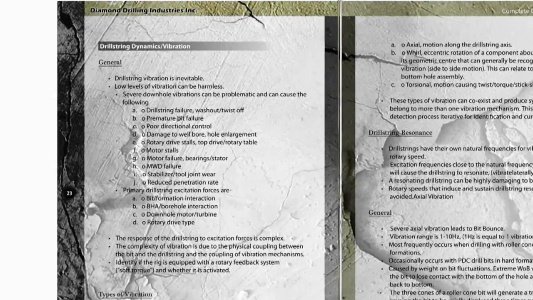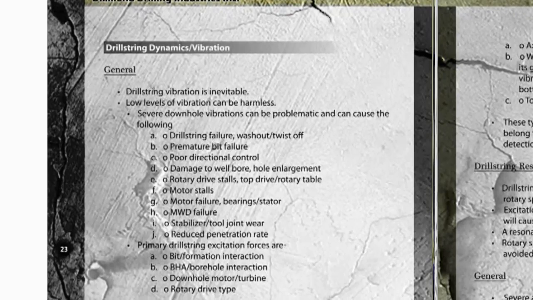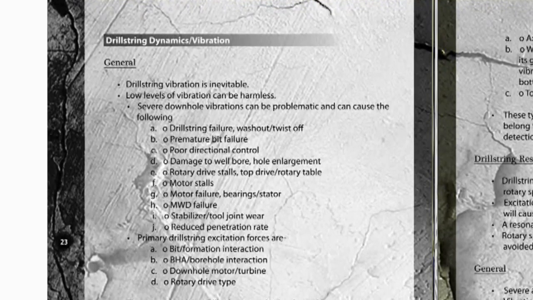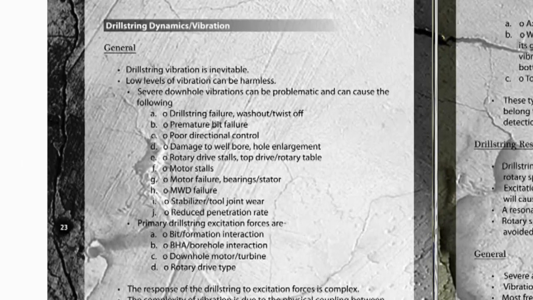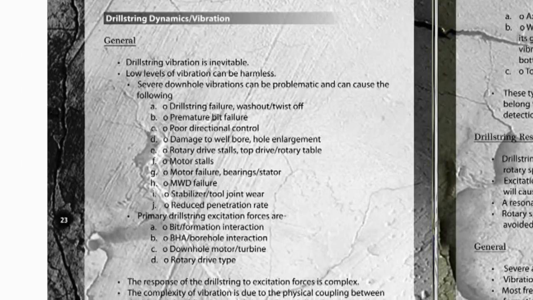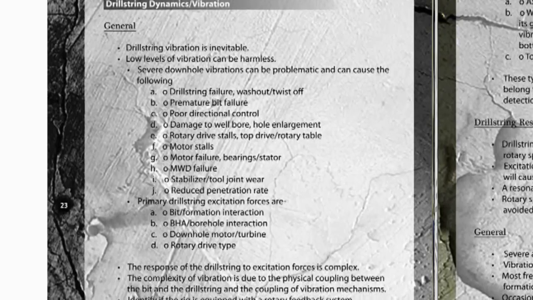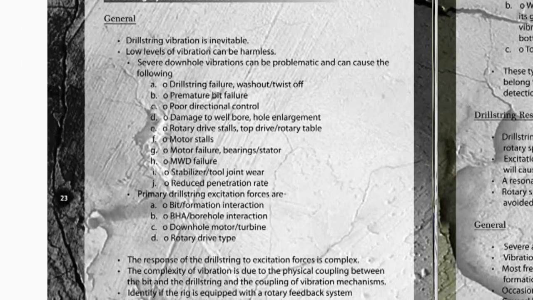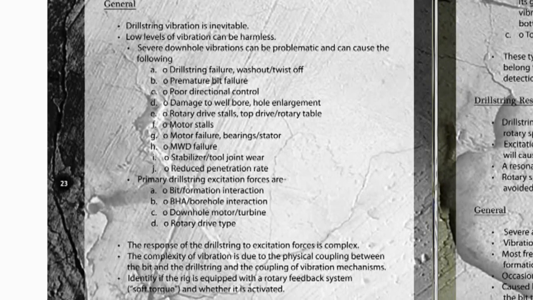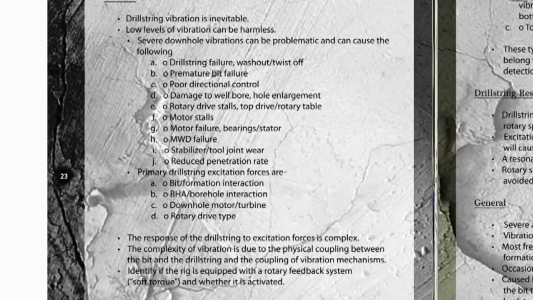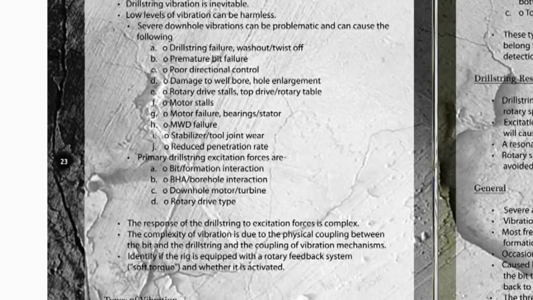General. Drill string vibration is inevitable. Low levels of vibration can be harmless. Severe downhole vibrations can be problematic and can cause the following: drill string failure, washout, twist-off, premature bit failure, poor directional control, damage to well bore, hole enlargement, rotary drive stalls, top drive or rotary table, motor stalls, motor failure, bearings or stator, MWD failure, stabilizer or tool joint wear, reduced penetration rate.